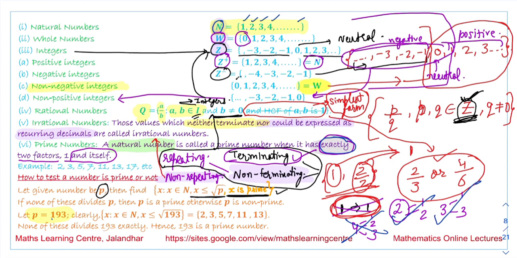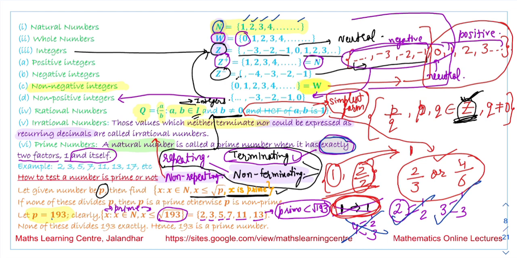First step, we have to write all the numbers x, where x is a prime number and x is less than square root of 193. The elements of this set x are 2, 3, 5, 7, 11 and 13. So these are the prime numbers less than square root of 193.